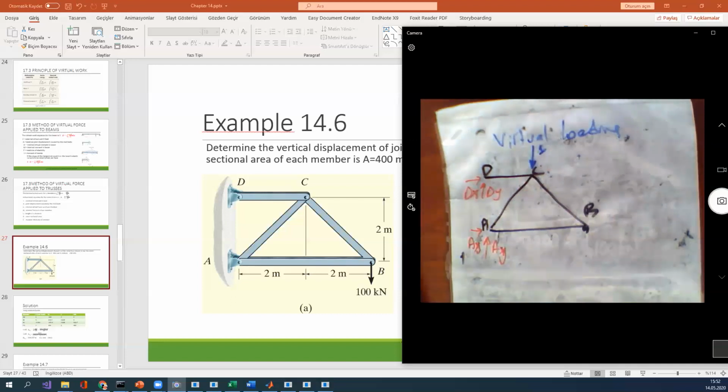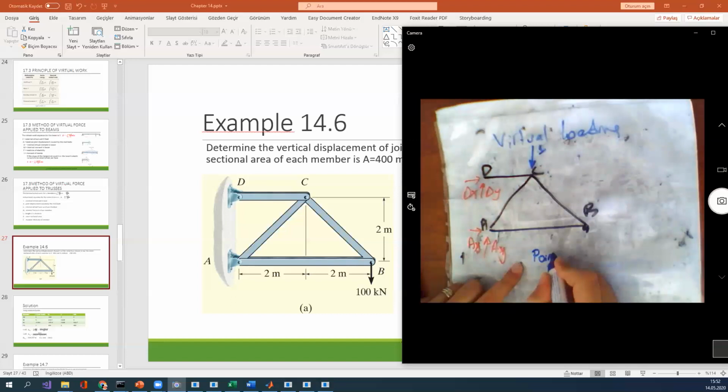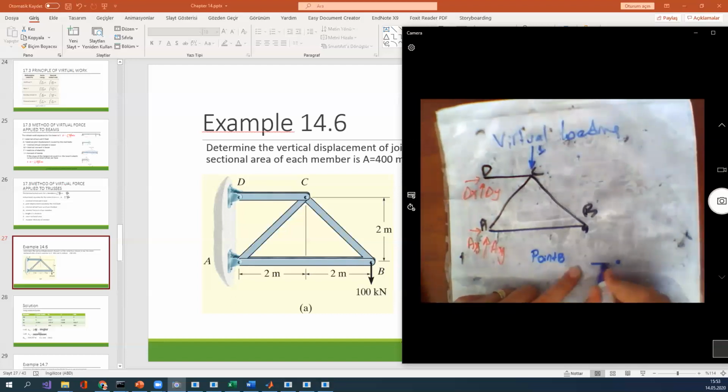By using this loading type, I can find the member forces. First of all, I want to start with point B. I draw the free body diagram here, F_AB here, and also F_BC. There is no other force, therefore sigma Fx equals 0 gives F_AB equals 0, and sigma Fy equals 0. You can see F_BC is equal to 0.